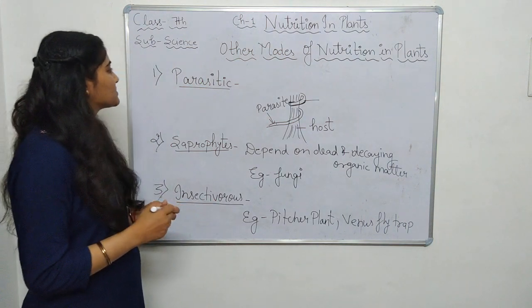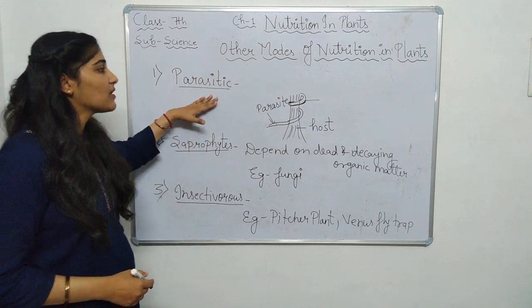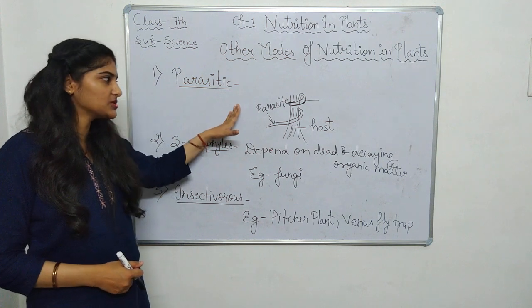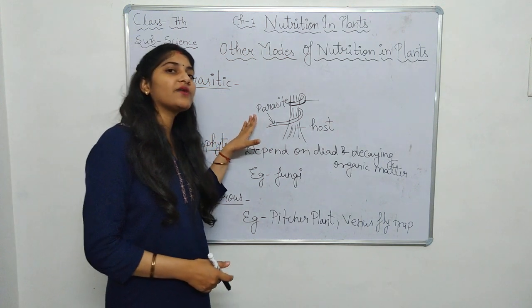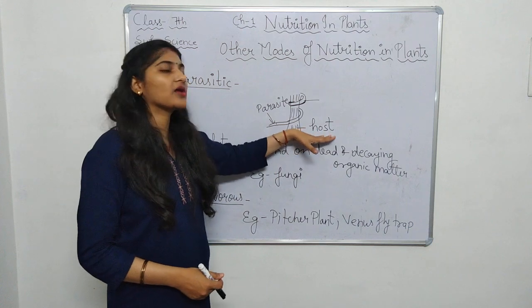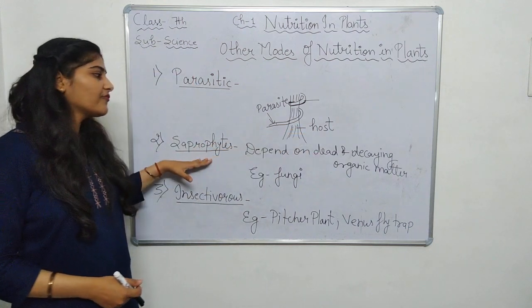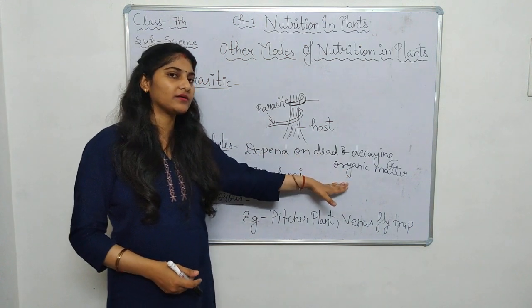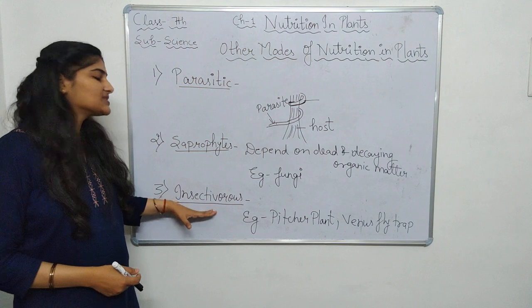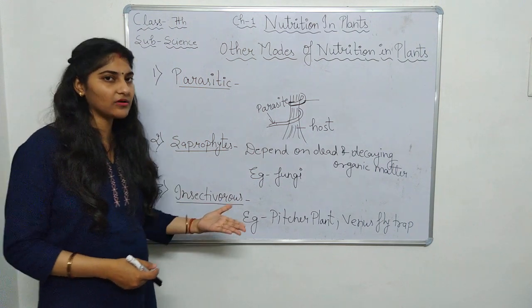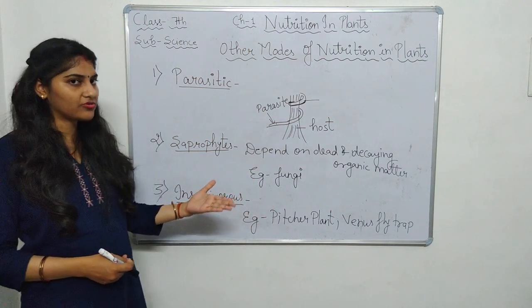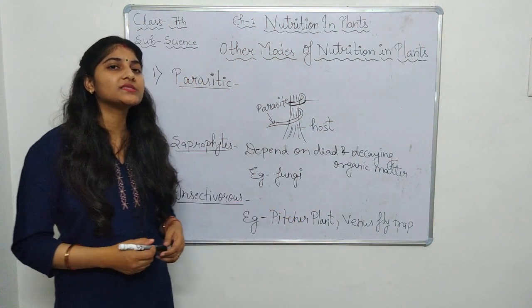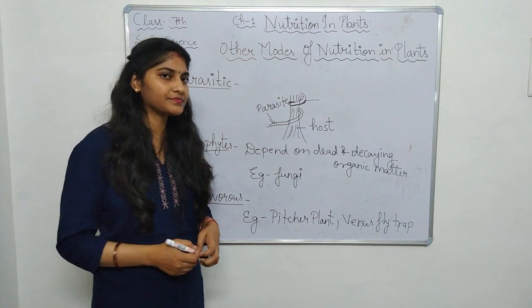So let us see once again. Parasitic plants, in this the plants depend on other plants to take their nutrition, so they are called parasites, and the plant from which they get the nutrition is called the host plant. Saprophytes depend on dead and decaying organic matter to get their nutrition. Insectivorous plants partly depend on insects to get their nitrogen. Examples are pitcher plant, Venus flytrap. Let us see these examples through diagrams.